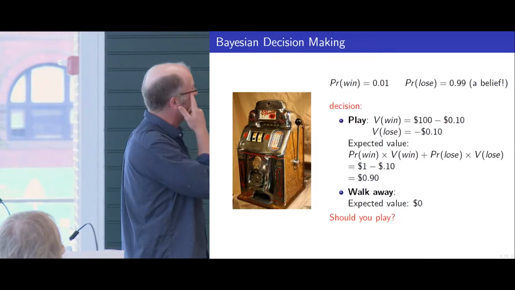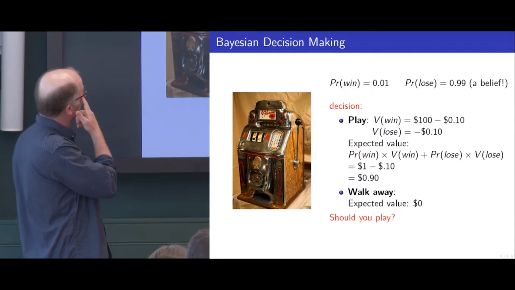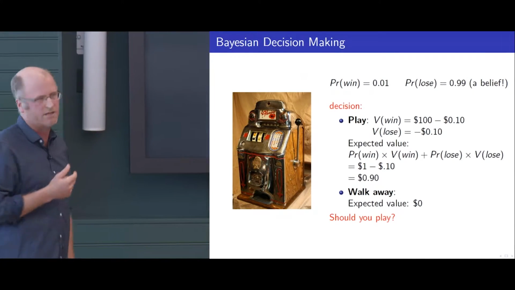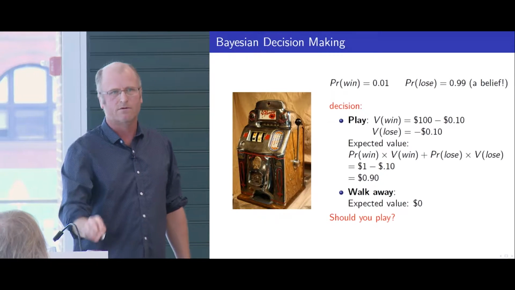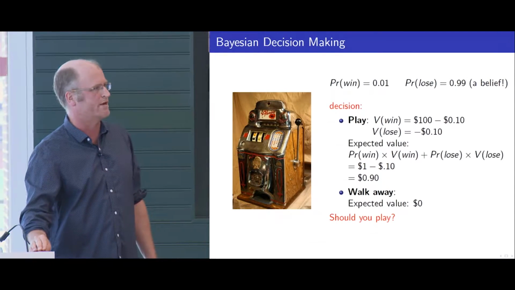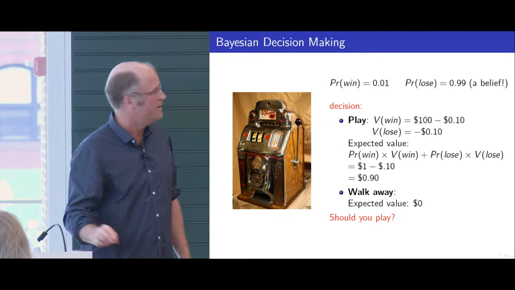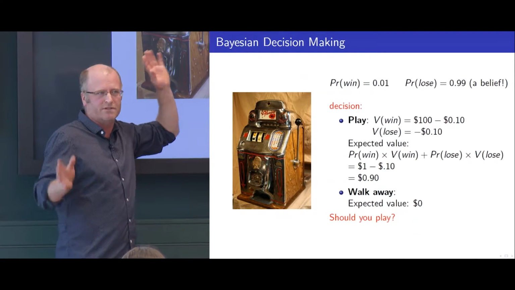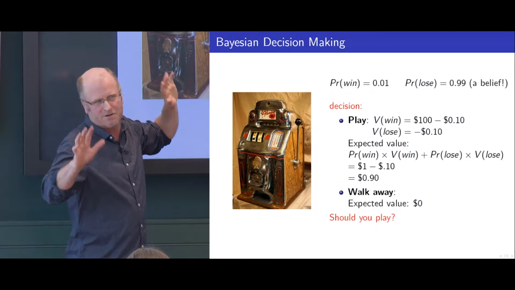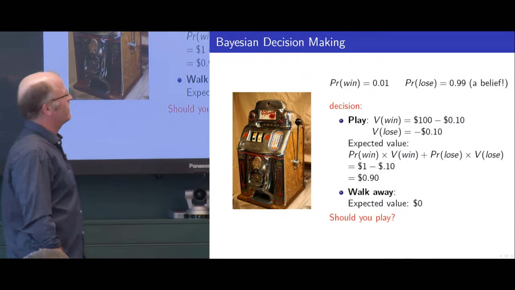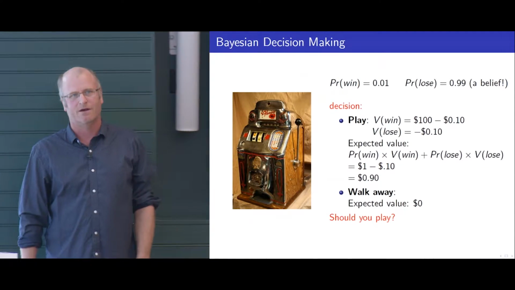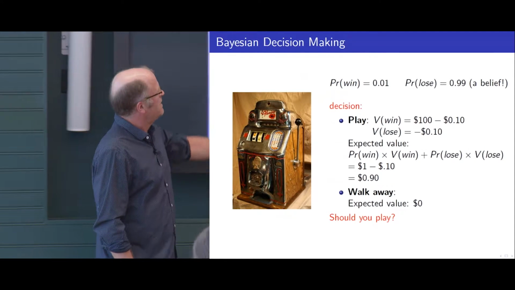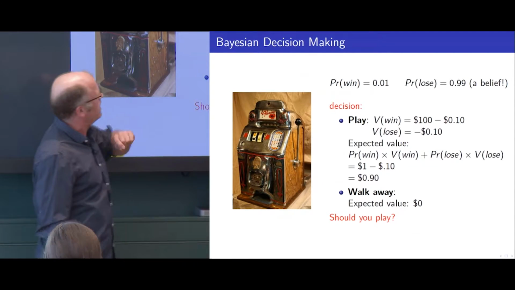Okay, so here's an example. This is a slot machine, and this is the same thing as a coin, right? It's a very heavily weighted coin. It has some probability of winning, which I believe is really low. It's 1%, let's say. Probably not that high, but let's say this one is. And it has a probability of losing of 99%. Okay? So then I have a decision. I can either play or walk away.